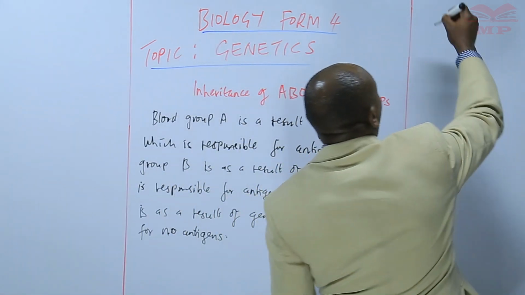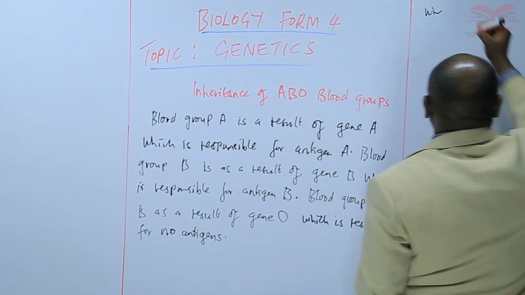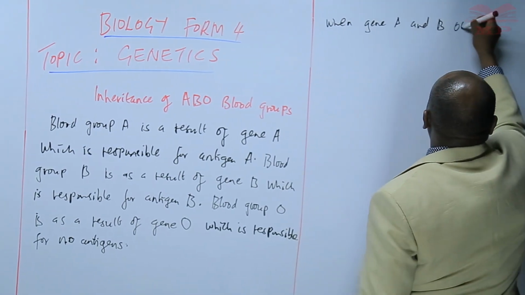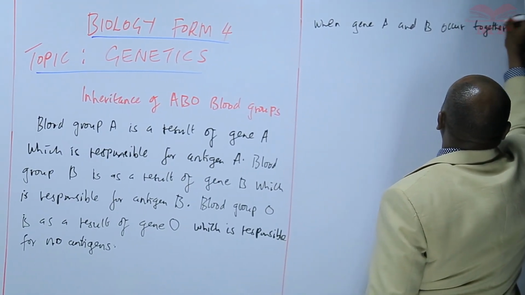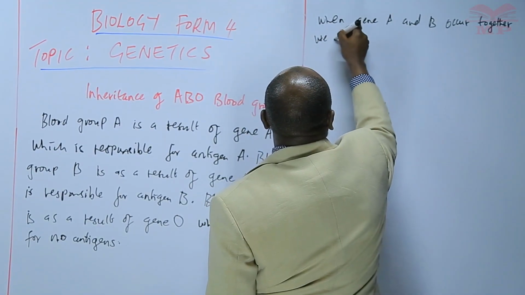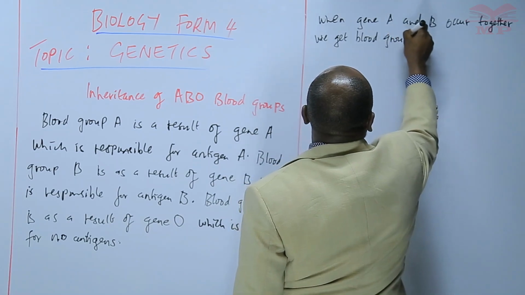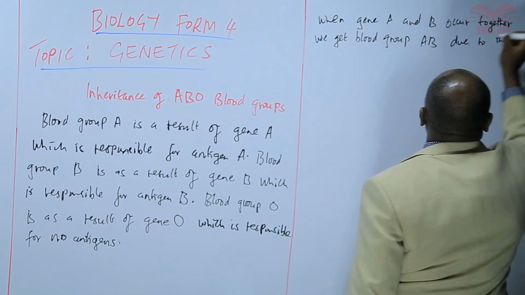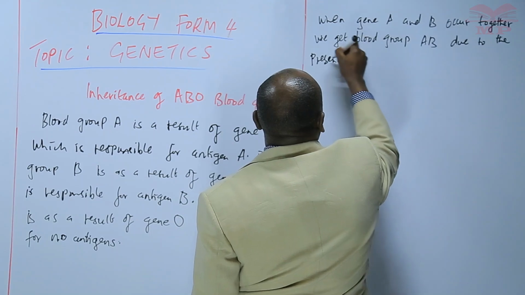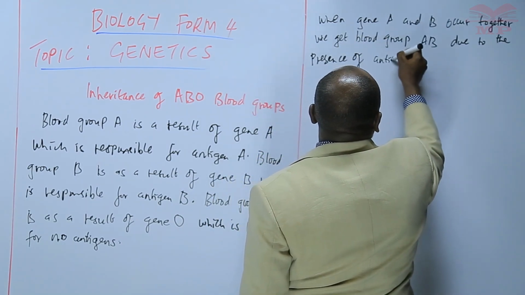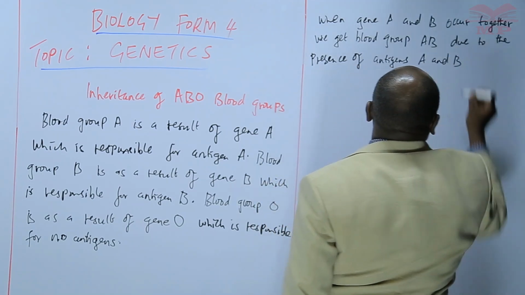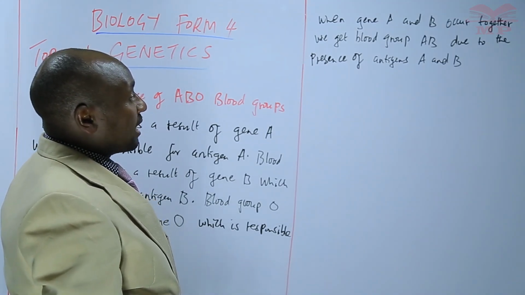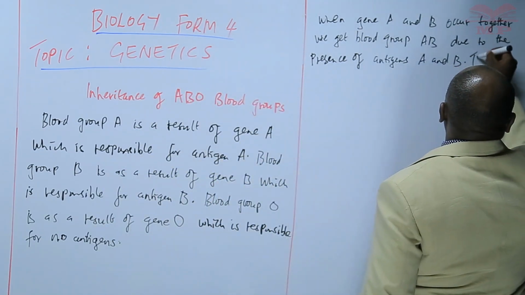Now, when gene A and B occur together, we get blood group AB due to the presence of antigens A and B. So when there is gene A and B together, we get blood group AB, which is as a result of antigens A and B.